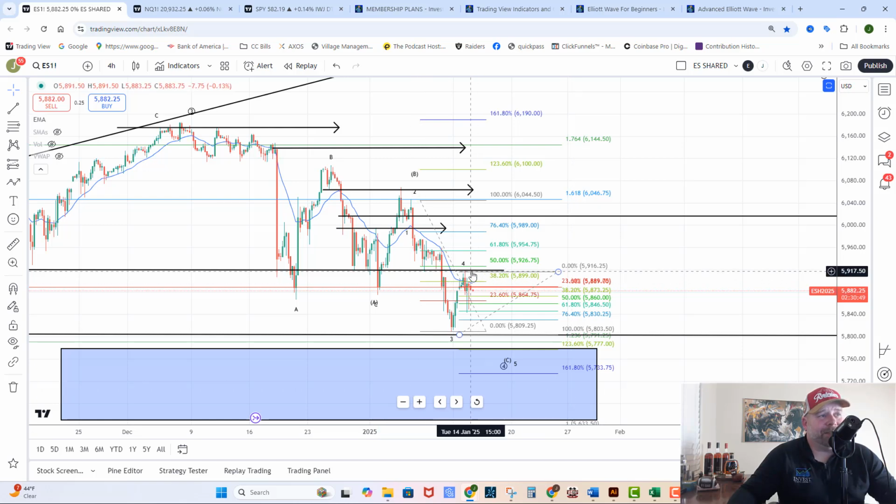To the upside, if they can break out over yesterday's high, we would look for this 59.90 to 6,000 area as our next resistance. Then that would be A of A, B, C of A, and then B and C after that. Over on the NASDAQ.